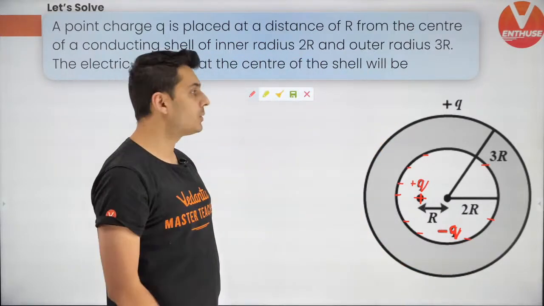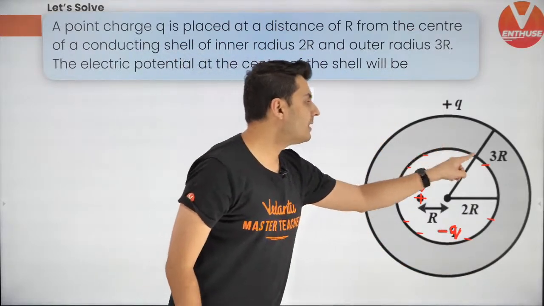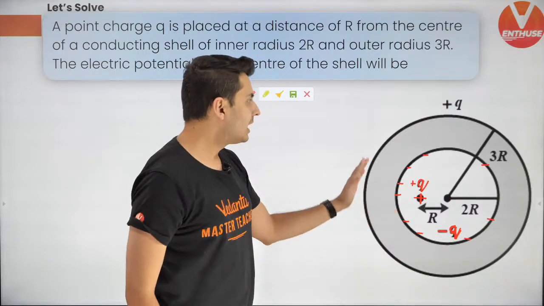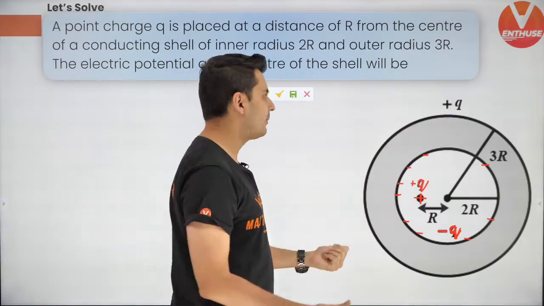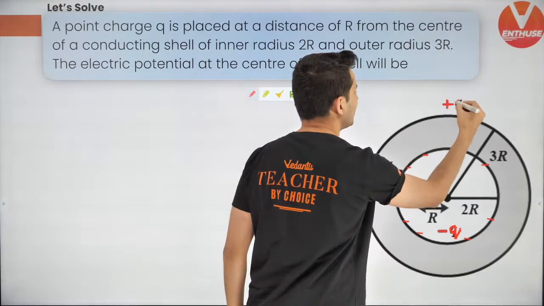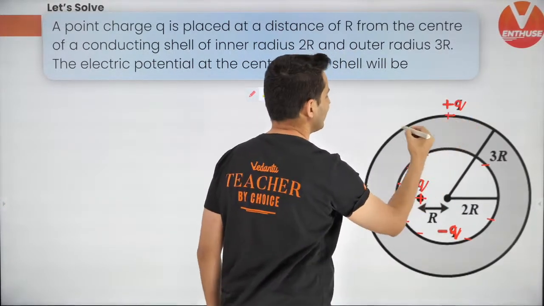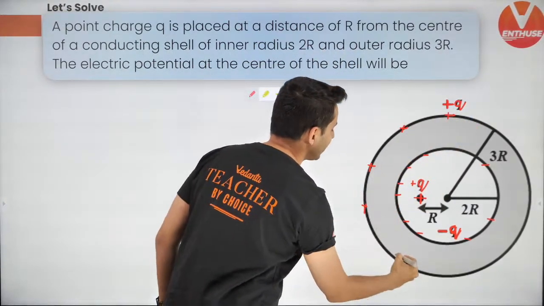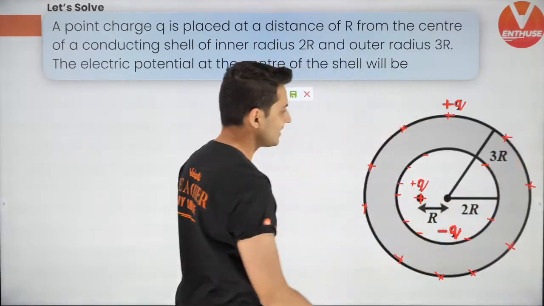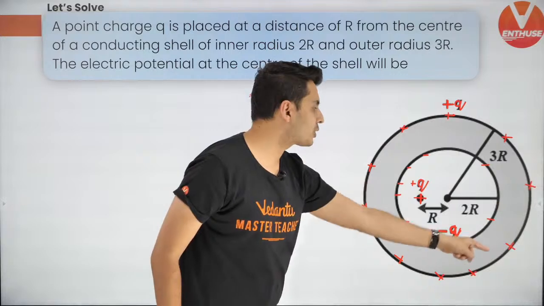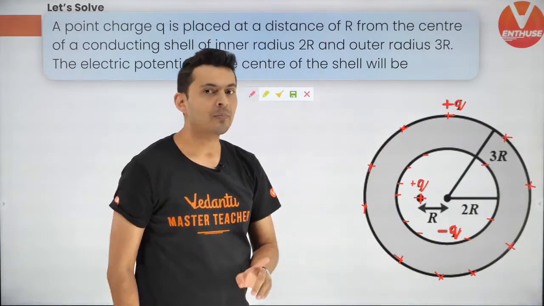Now, because of that induced negative charge, where will these negative charges come from? It would have to come from outside. So to conserve the charge, there will be a plus q charge which will be equally created on the outer surface. I hope this makes sense. So this is the final charge configuration of that system.